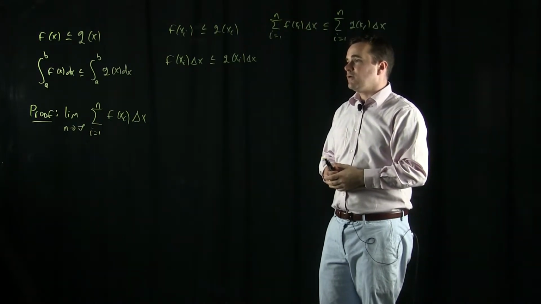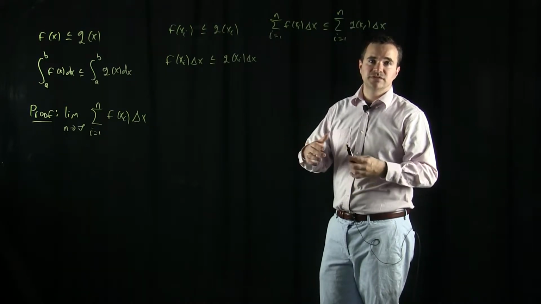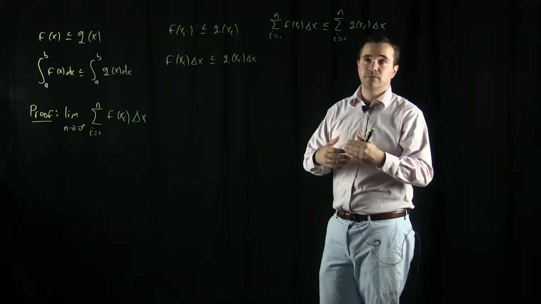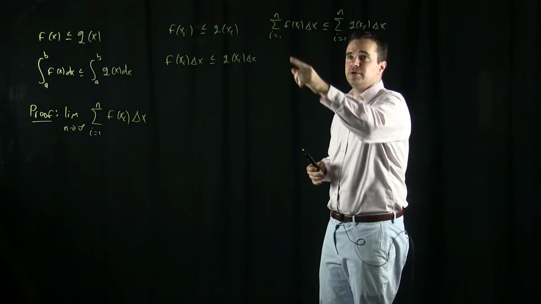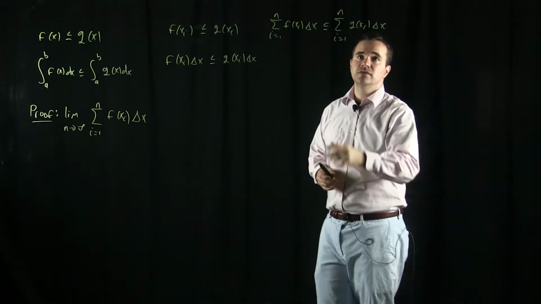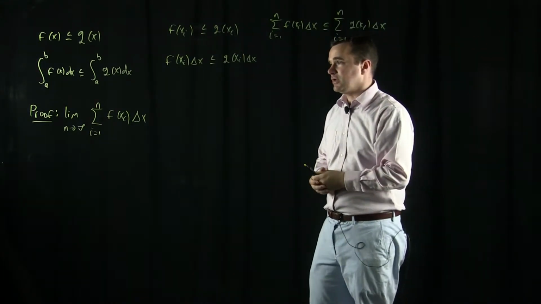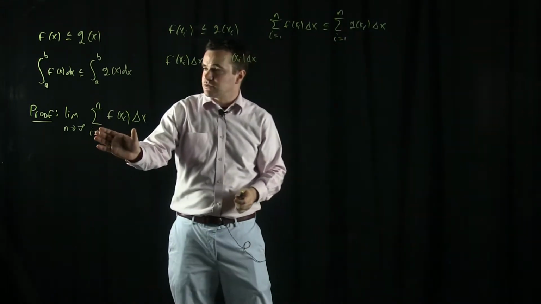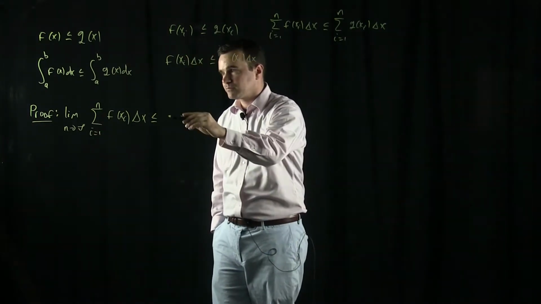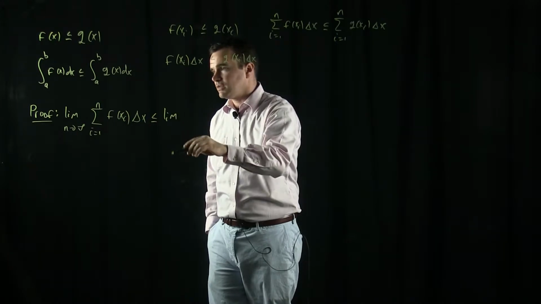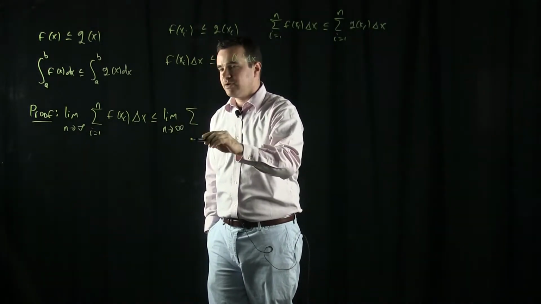And now there's a theorem about limits. This is basically the squeeze theorem, which says that if you've got one function that's bigger than or equal to another one, then the limit of that function needs to be bigger than or equal to the limit of the other one. And that's what I've got here. So the limit of the smaller function needs to be less than or equal to the limit of the bigger function.